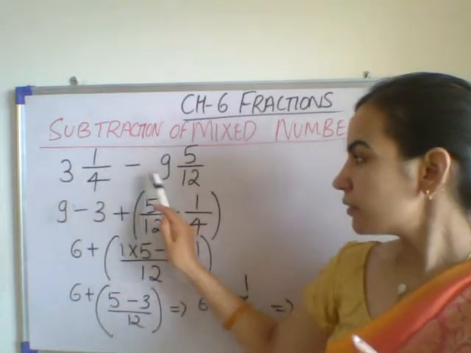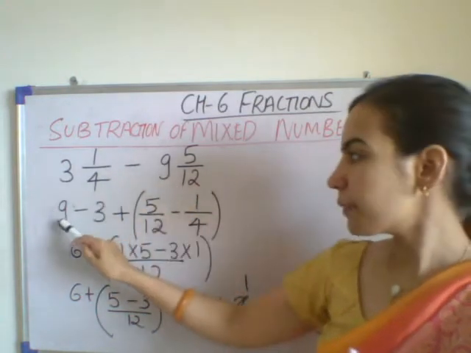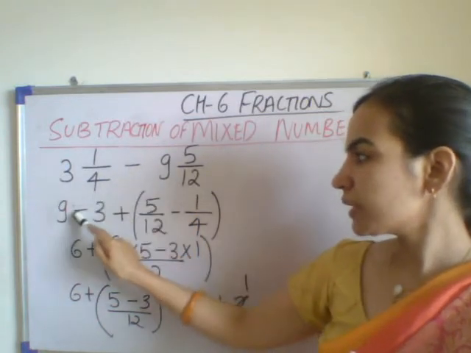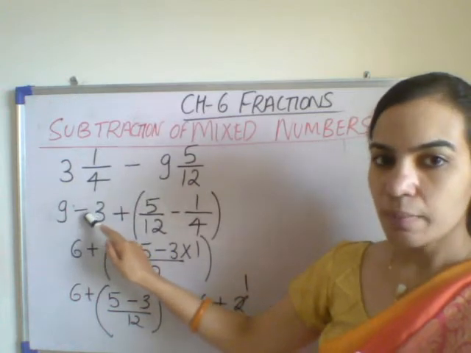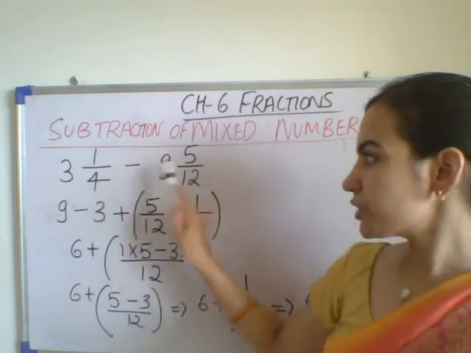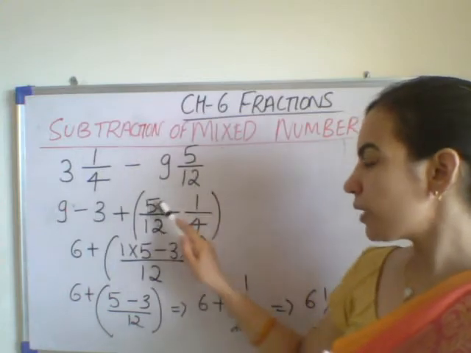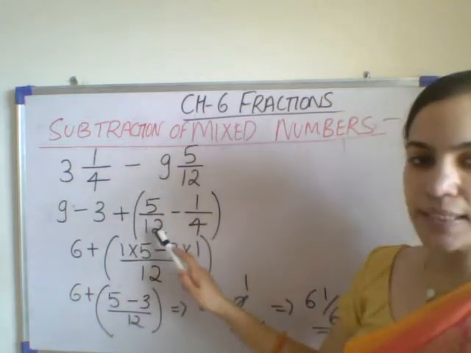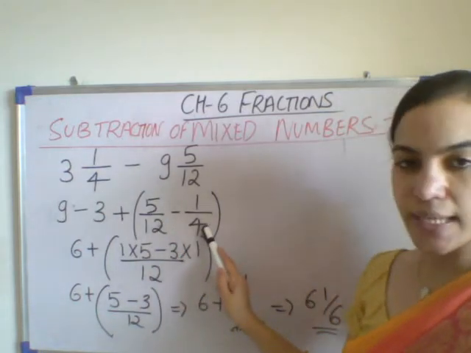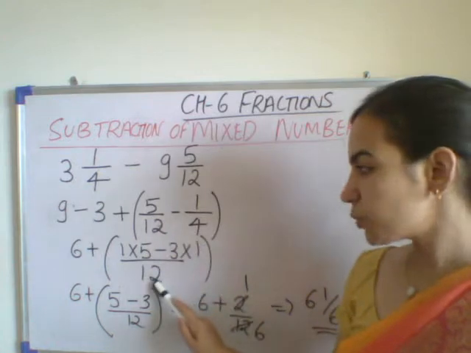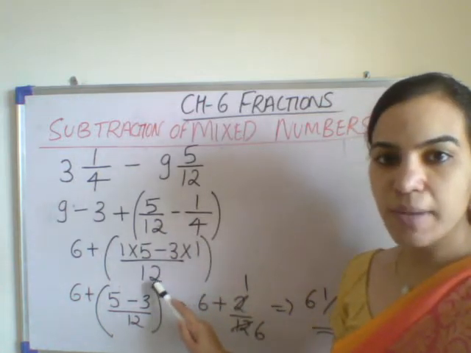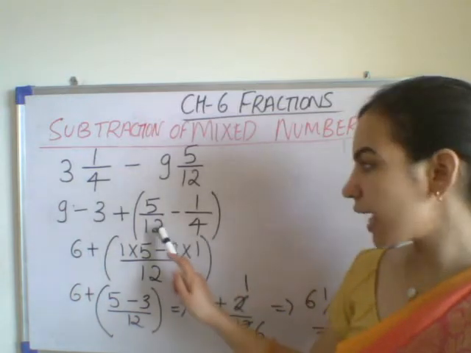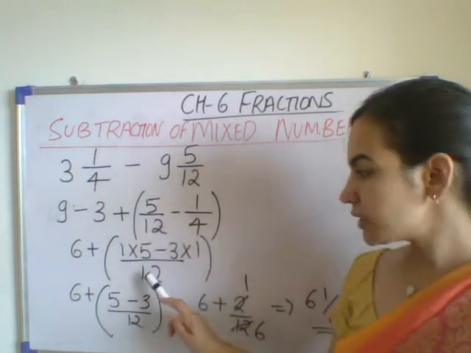Now these are two whole numbers. You will be writing these separately. I have written here 9 minus 3 because we are doing the subtraction. So I put the sign of minus here, plus these two fractions you will be writing in brackets. 5 upon 12 minus 1 upon 4, I have written here. Then you have to find the LCM of 12 and 4. The LCM we have discussed many times, and in the previous chapter also we have discussed the LCM. So the LCM of 12 and 4 is 12.